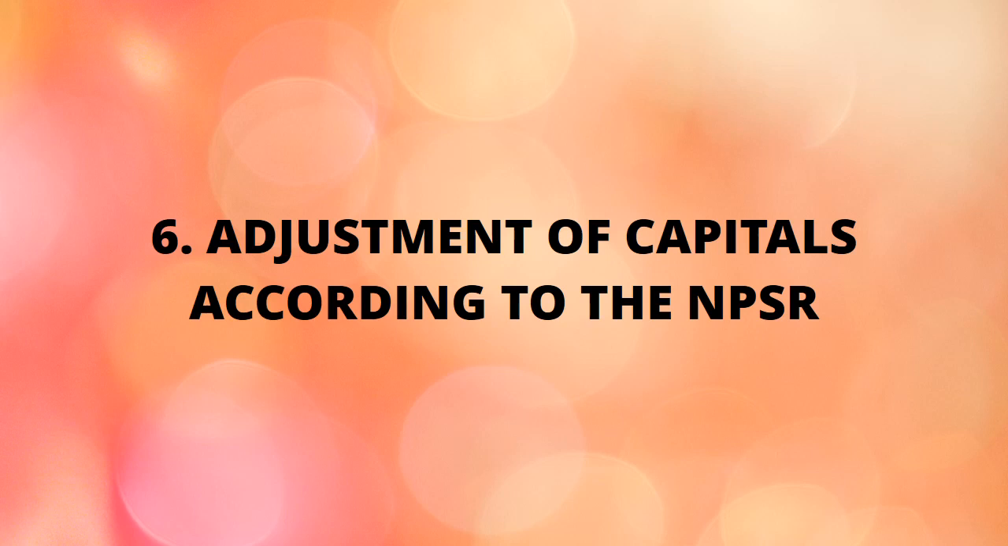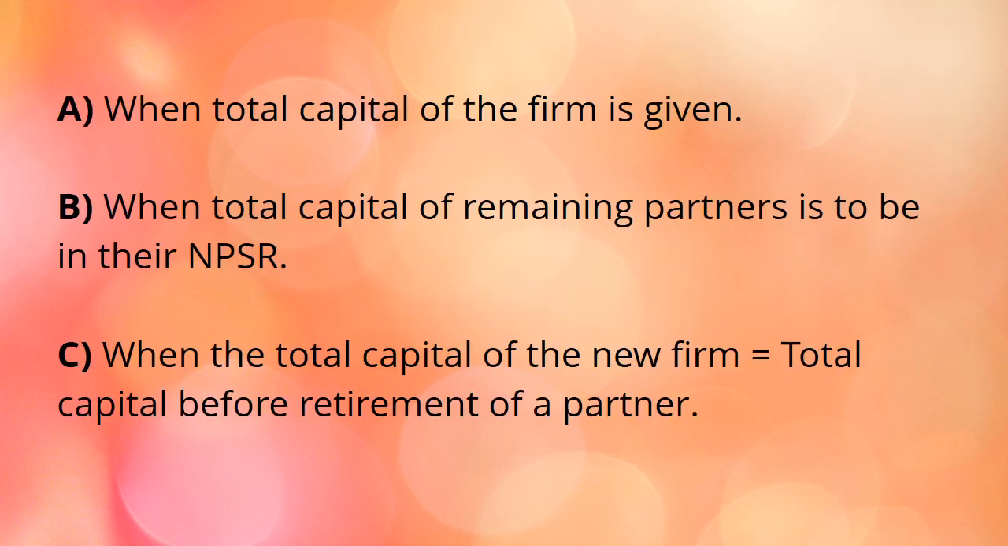Point number 6. Now it is the adjustment of capital according to NPSR. A number. See, I have taken all the possibilities in which the capital of a retiring partner or a deceased partner can be adjusted. A number, when the total capital of the firm is given, it will be distributed among partners in NPSR.